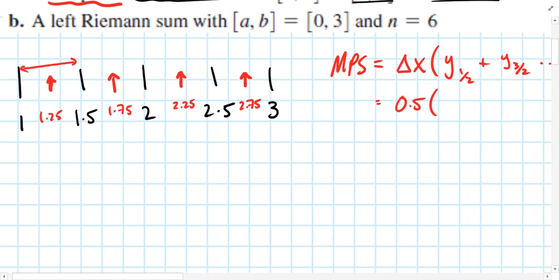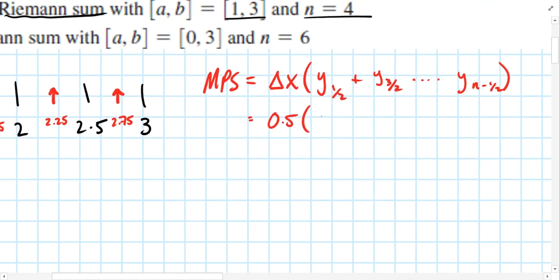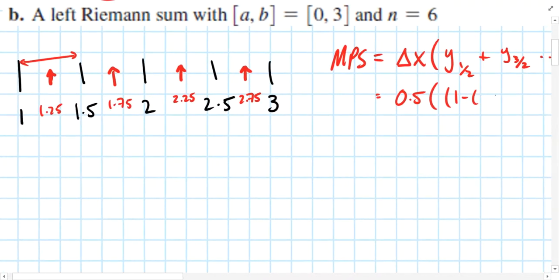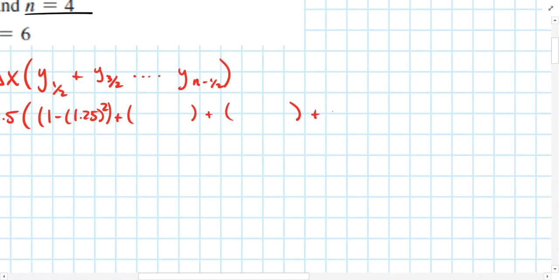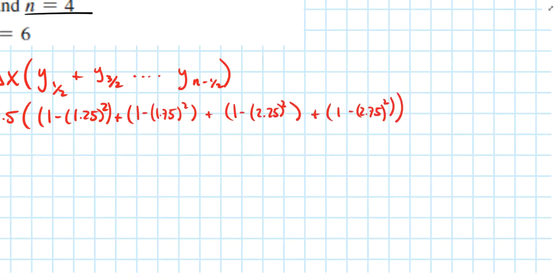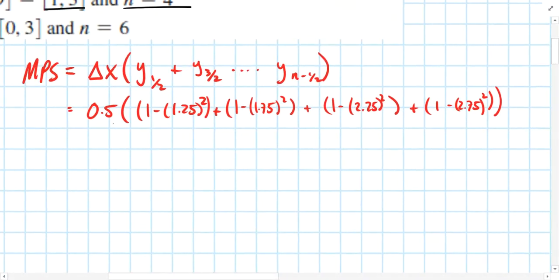And the height of each rectangle is based on these x values. So the first height would be 1 minus 1.25 squared. The second height, the third, and the fourth would follow much the same way. Now, this series of multiplications indicates the width of each rectangle times the 4 different heights for our 4 subintervals. Certainly, we would use a calculator in this case. I wouldn't expect you to do this by hand or in your head.